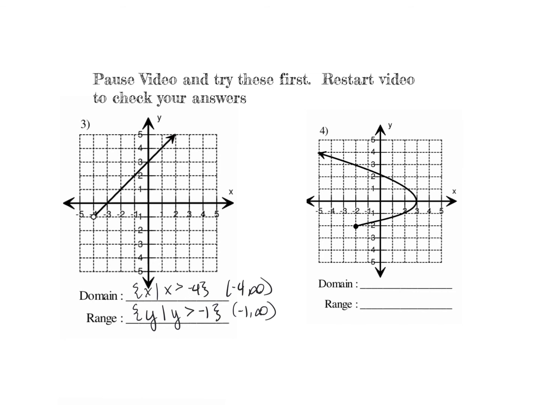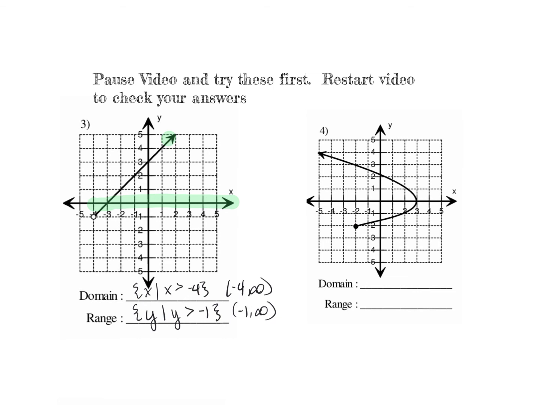So on number 3, let's check your work. Notice, if I collapse my values down to the x-axis, it comes from -4 and it would go on forever because of this arrow right here. So x gets greater than -4. And then in interval notation it looks like this, -4 to +infinity.